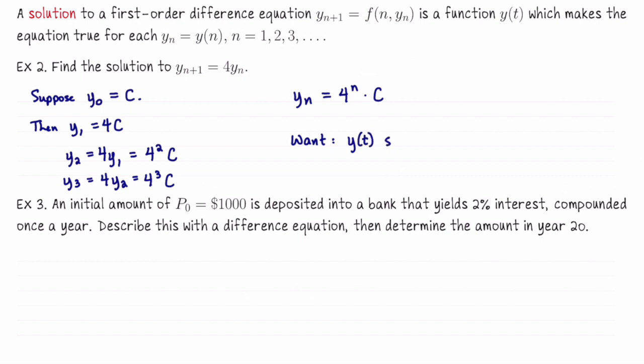We want a function so that y of n is 4 to the n times c, and now we can see how to do it.